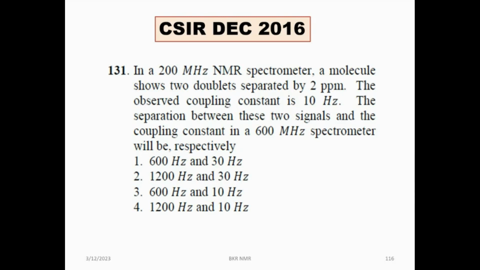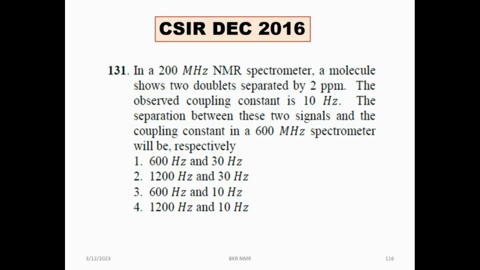Very interesting problem. Coupling constant 30 hertz, ma'am. Coupling constant 30 hertz. How, ma? 200 megahertz has 2 ppm, ma'am. So if we convert it to 600 by multiplying by 3, we get 30 hertz.